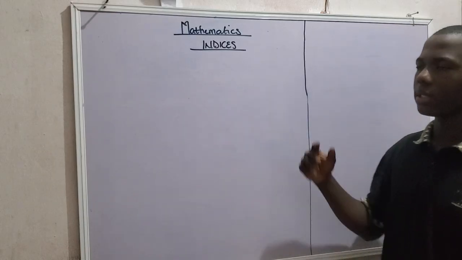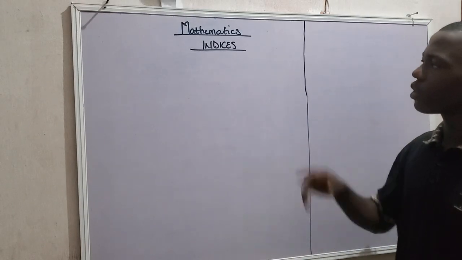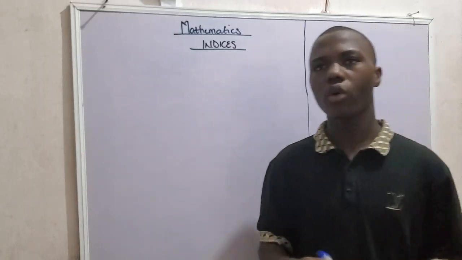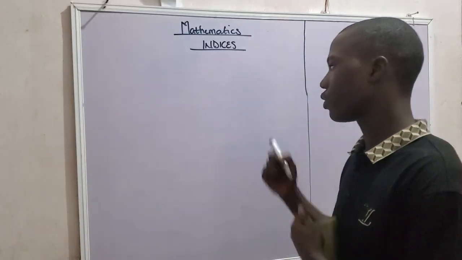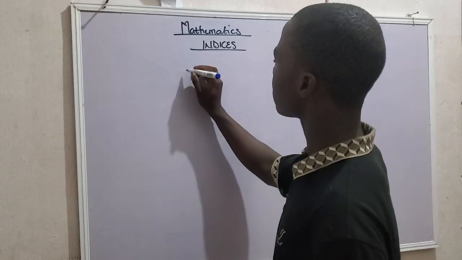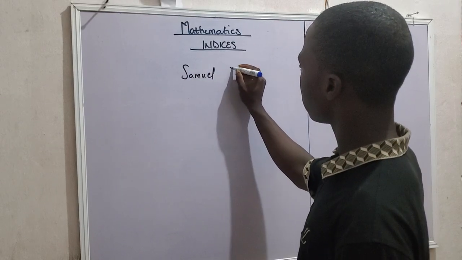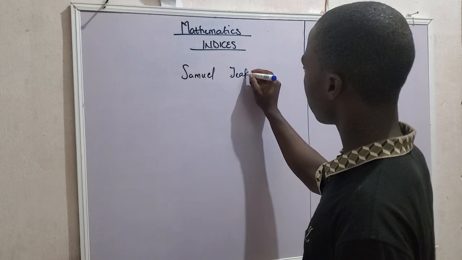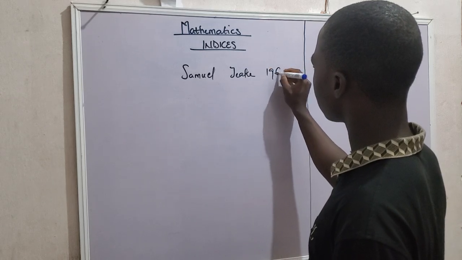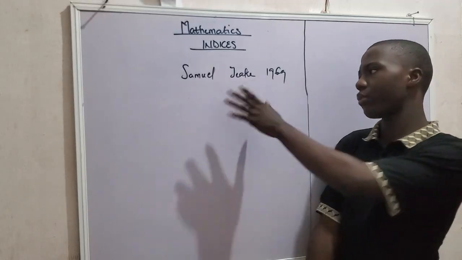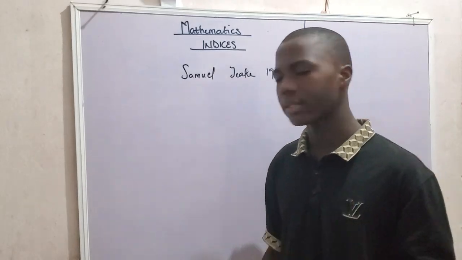And what does the word indices mean? First of all, the word indices was discovered in the year 1969 by a man called Samuel Jake. So for those of you who can't spell, the word indices is discovered by a man, Samuel Jake, in the year 1969. So you can take this down.